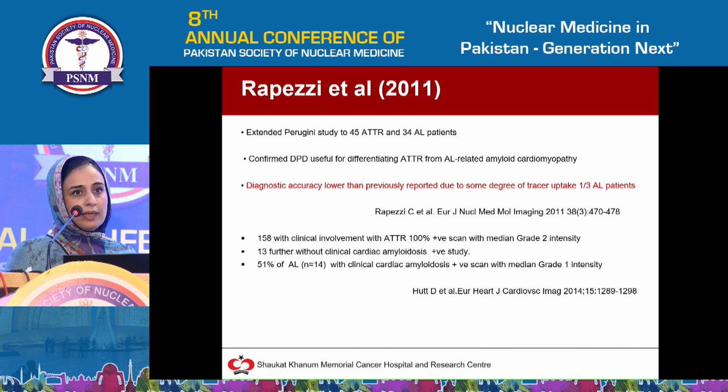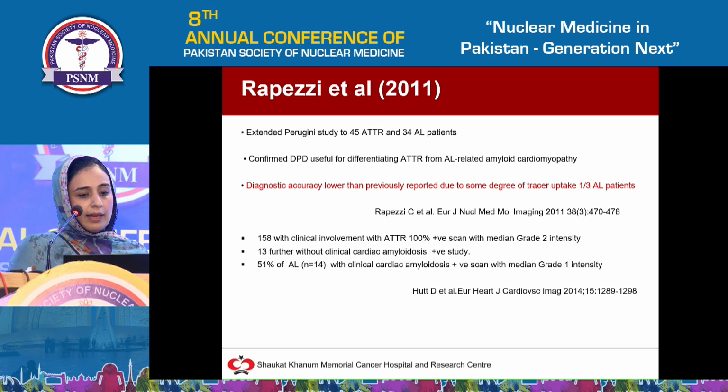This was extended by Rapezzi et al., and they looked at 45 ATTR patients and 34 AL patients. Their study confirmed that DPD is useful for differentiating between ATTR and AL amyloidosis related cardiomyopathy. But their diagnostic accuracy was lower than previously reported, because they found that a third of patients with AL will also have uptake on scintigraphy.